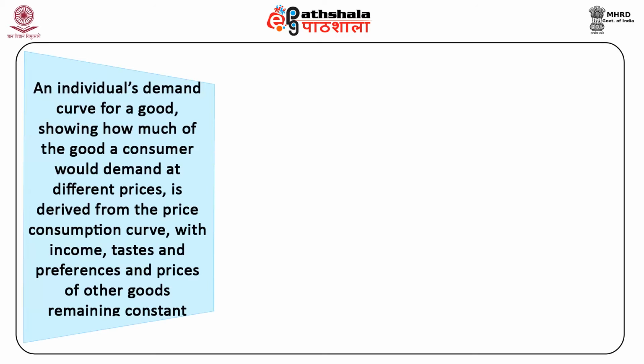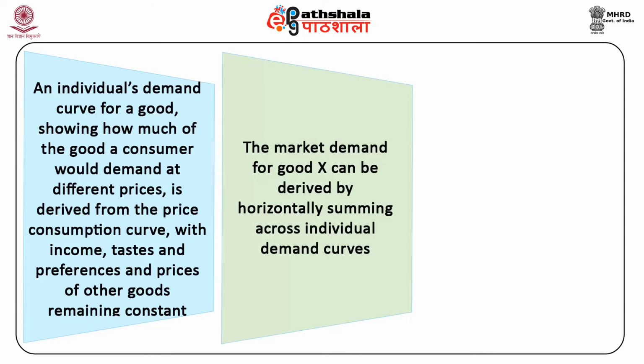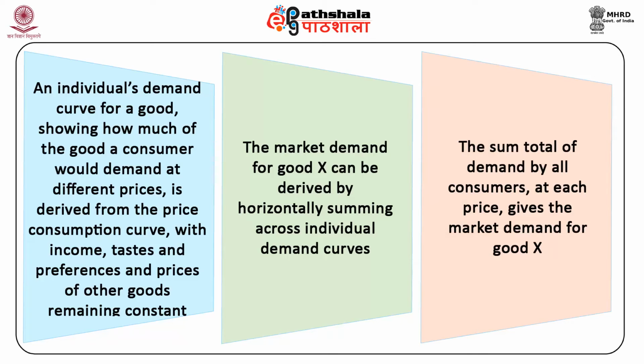Thus, an individual's demand curve for a good, showing how much of the good a consumer will demand at different prices, is derived from the price consumption curve with income, taste, and preferences and prices of other goods remaining constant. You may note that the market demand for good X can be derived by horizontally summing across individual demand curves. The sum total of demand by all consumers at each price gives the market demand for good X.